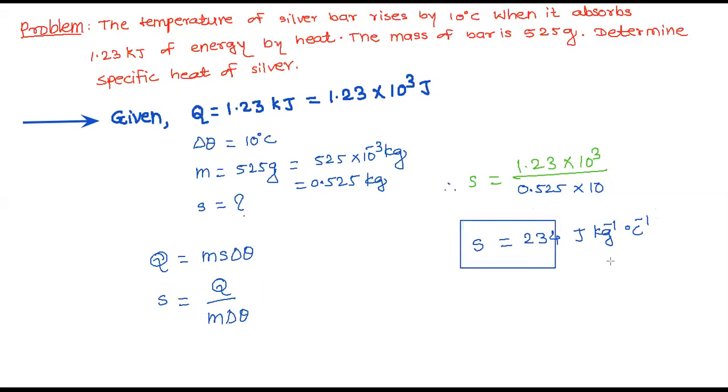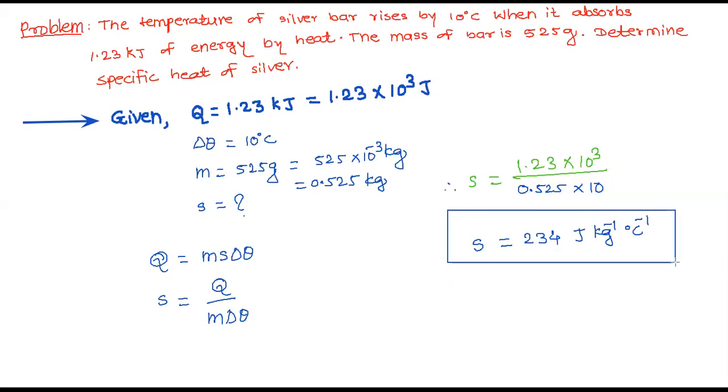You can solve it yourself, just do the calculation, and you will get the answer like this. This is joule kg inverse Celsius inverse. If you want to find Kelvin inverse here, just convert 10 degrees Celsius into Kelvin. You will get it as joule kg inverse Kelvin inverse. Understand? Okay, note down. Next one. Finished? Next.